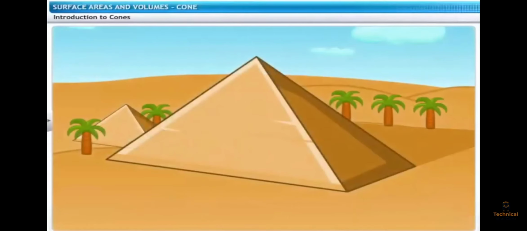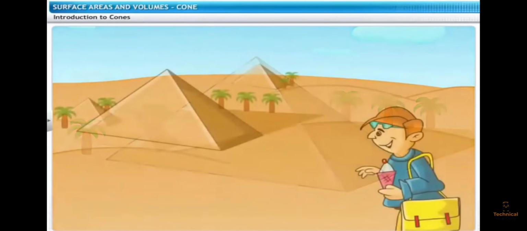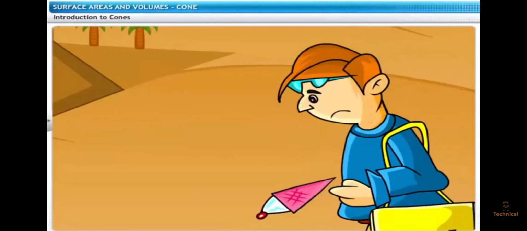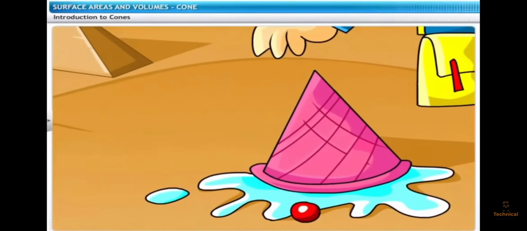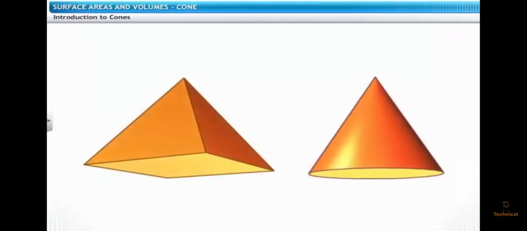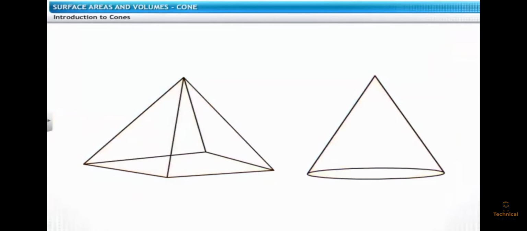Look at this picture. It is the famous Pyramid of Egypt. The term pyramid seems to have become synonymous with this shape. But there are other shapes also that can be categorized as pyramids. For example, let's look at an ice cream cone kept upside down. It almost looks like a pyramid. Cones and pyramids look similar because they both have a single base and a lateral surface that joins at a common vertex.